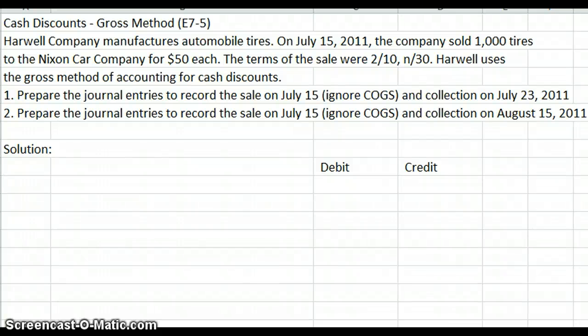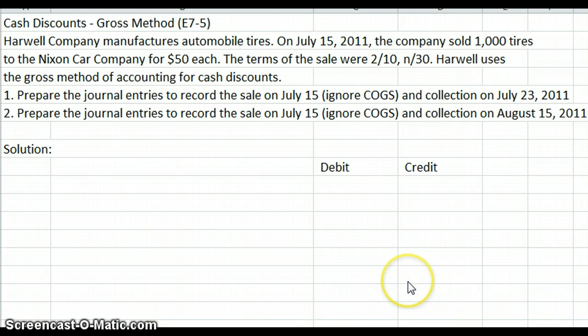Okay, today we're going to talk about doing cash discounts using the gross method. If you're using the Spiceland Intermediate Accounting book, it's on page 377, exercise 75, but you don't need it for that. We have Harwell Company, which manufactures automobile tires.